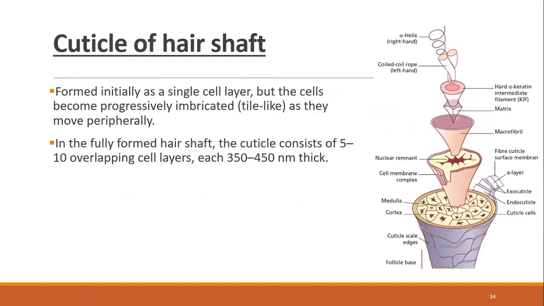Then the cuticle of the hair shaft is formed initially as a single layer, but later on a progressively imbricated, tile-like multi-layer structure is formed. In fully formed hair shaft, the cuticle consists of 5 to 10 overlapping cell layers and is 350 to 450 nanometers thick.